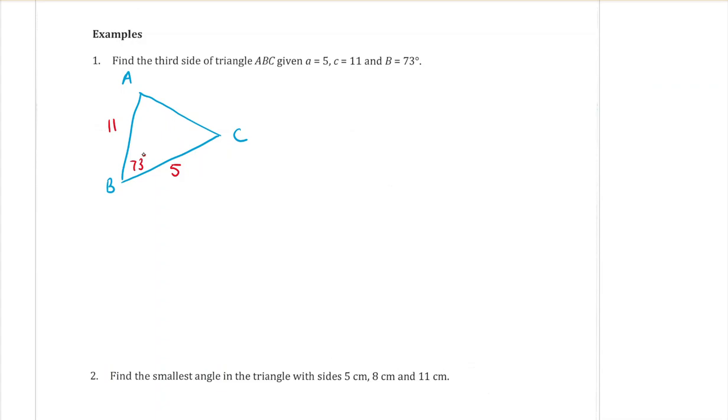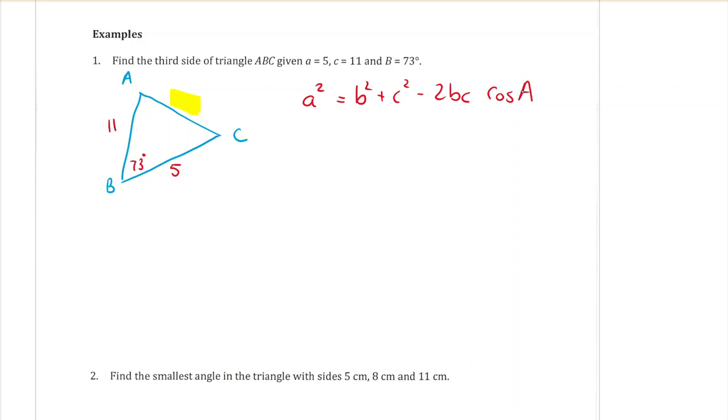And it says to find the third side, which is going to be this gap over here. So you can see I've got two sides and the included angle, and I'm trying to find the third side. So it's going to be the cosine rule to find a side, which is the formula a squared equals b squared plus c squared minus 2bc cos A, cos of the angle in between.